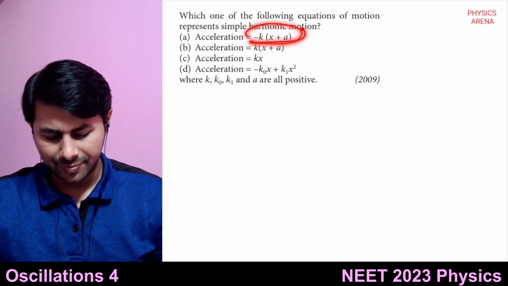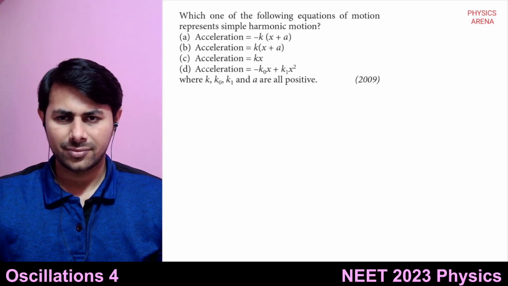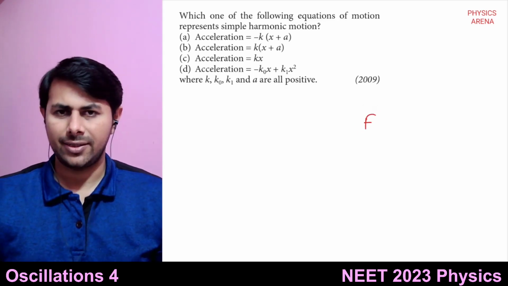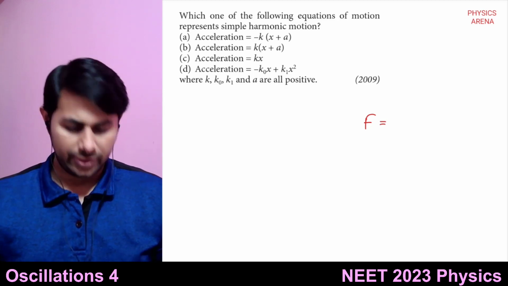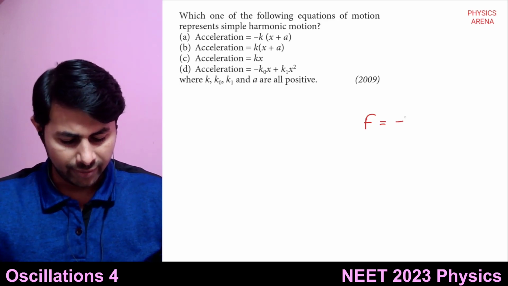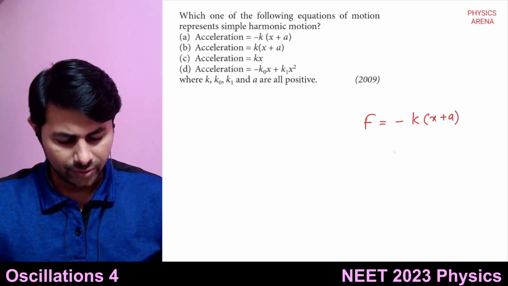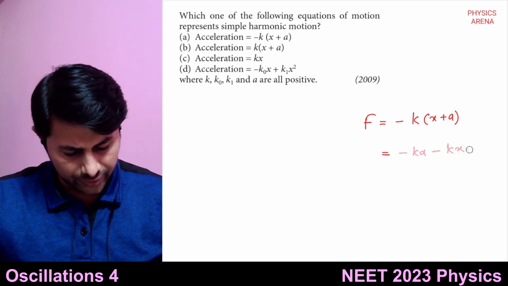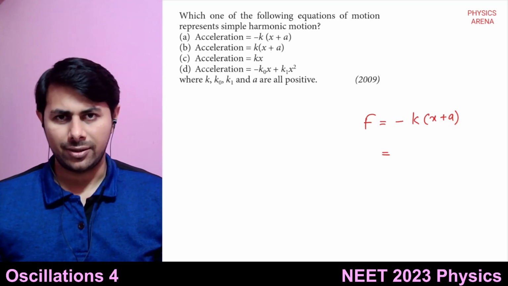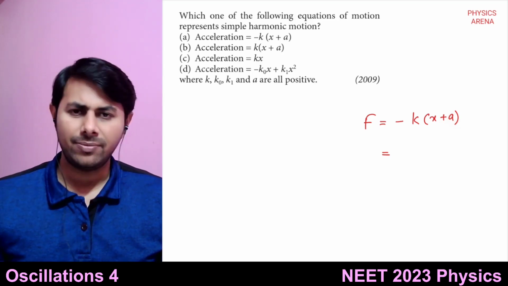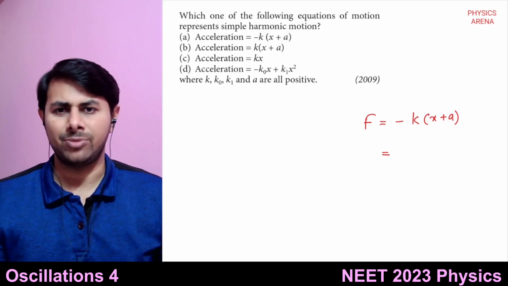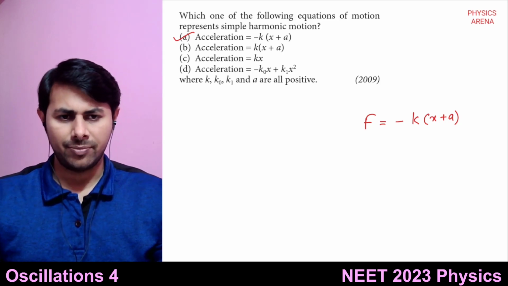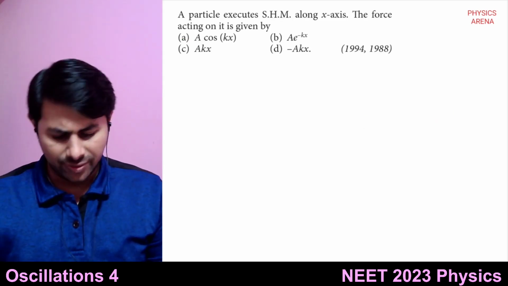So option A, right? Because you want a force which is always directed towards the mean position. So here, let's suppose mass is equal to 1. So force is minus k times (x plus a), that is minus ka minus kx. Or here you can say the mean position is x equal to a, right? The mean position itself is x equal to a, and this force is directed towards that position. Okay, so option A is the answer. This is simple. Now the questions that we are going to discuss are all simple.